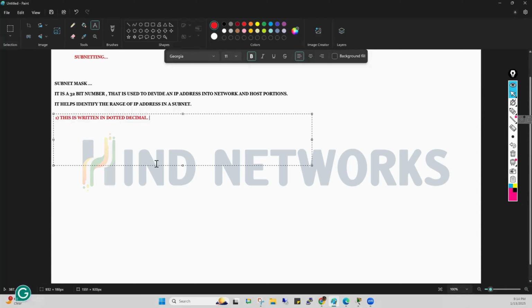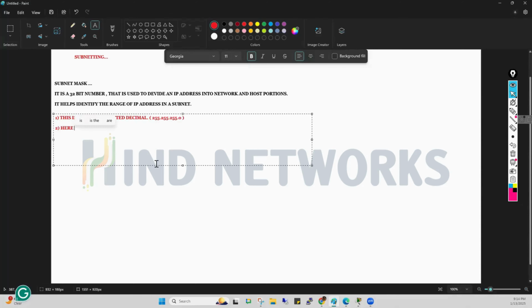This is written in dotted decimal. For example, 255.255.255.0. That is subnet mask. Clear? So subnet mask is written in guys dotted decimal. Clear? When you represent a subnet mask in a binary, so I hope everyone already know how to write the decimal into the binary. If you guys don't know, so please work on it. In binary, generally we are using the two numbers 1 and 0. Clear?